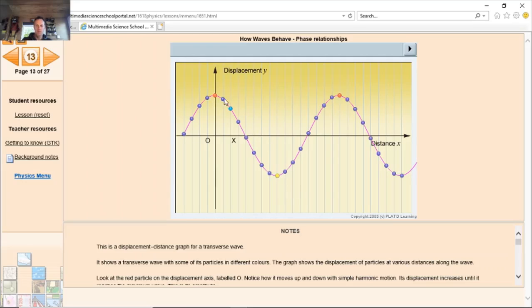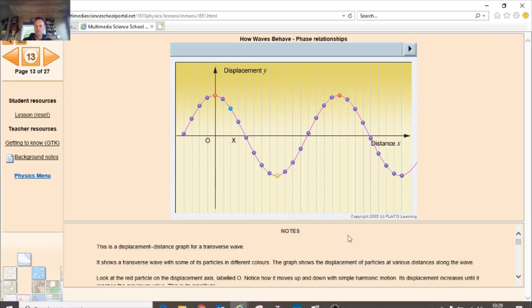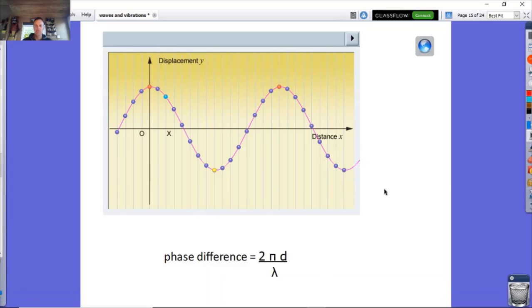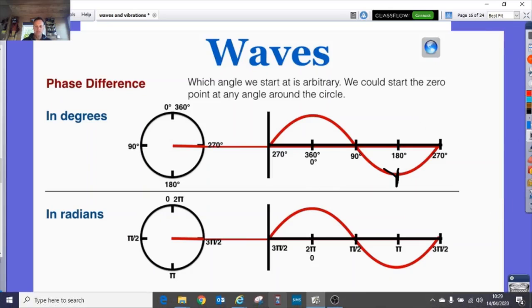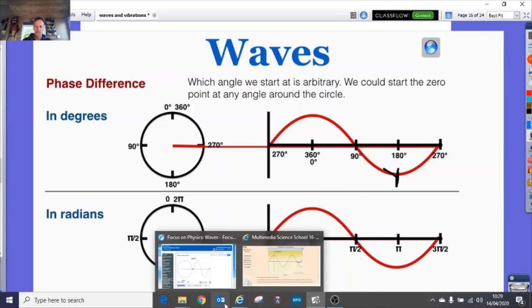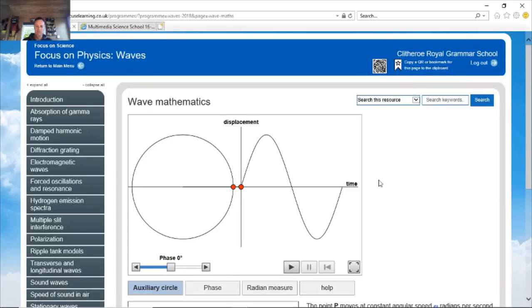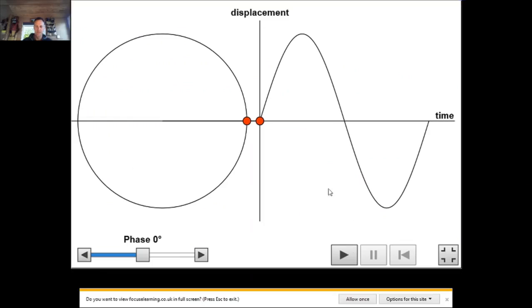What we say is these two are out of phase, because one is at the top of its cycle and the other is not. What you're going to be able to do is work out the phase difference for these two. This bit of software nicely shows you what I mean by phase difference. So think for now of a particle which can go from the top and then go to the bottom.